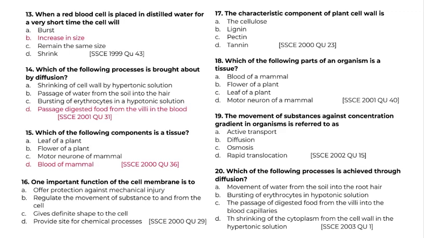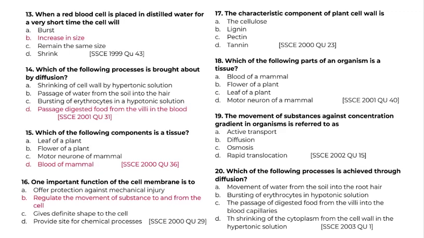Now, it gives definite shape. No, the cell membrane is flexible, so it doesn't give a definite shape. It's the cell wall that gives a definite shape to a cell. Now, provide sites for chemical processes. No, that does not happen. The only thing the cell membrane does is that it regulates the movement of substances into and out of the cell. So the correct answer over here is B. Regulates the movement of substance to and from the cell.